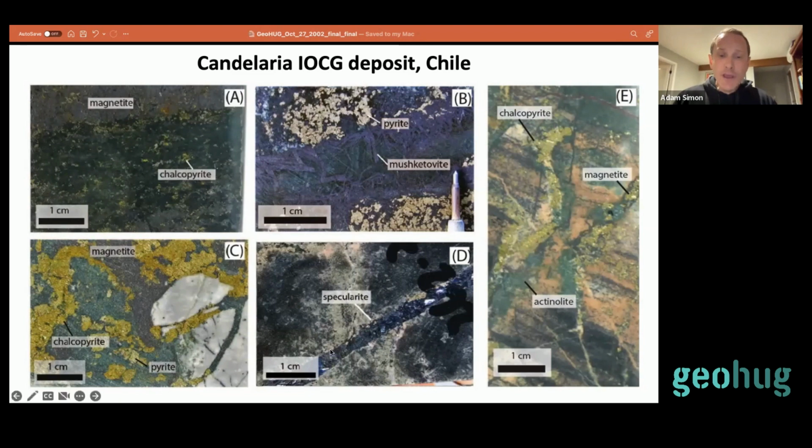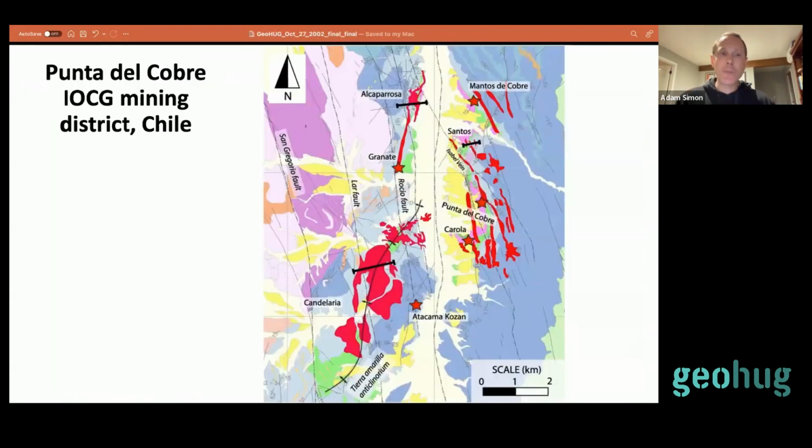We can also see specularite veins that cut these systems. We see on the lower left chalcopyrite and pyrite. And then on the upper left, we can again see at a thin section scale, this massive magnetite on top, massive magnetite on bottom, and it's cut by a veinlet that contains chalcopyrite, pyrite, actinolite, and additional magnetite.